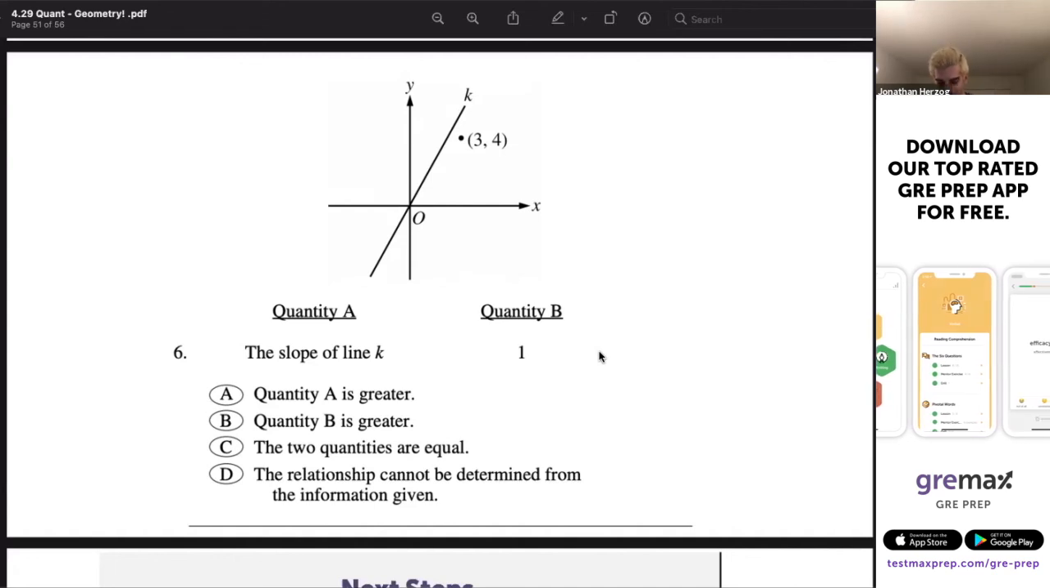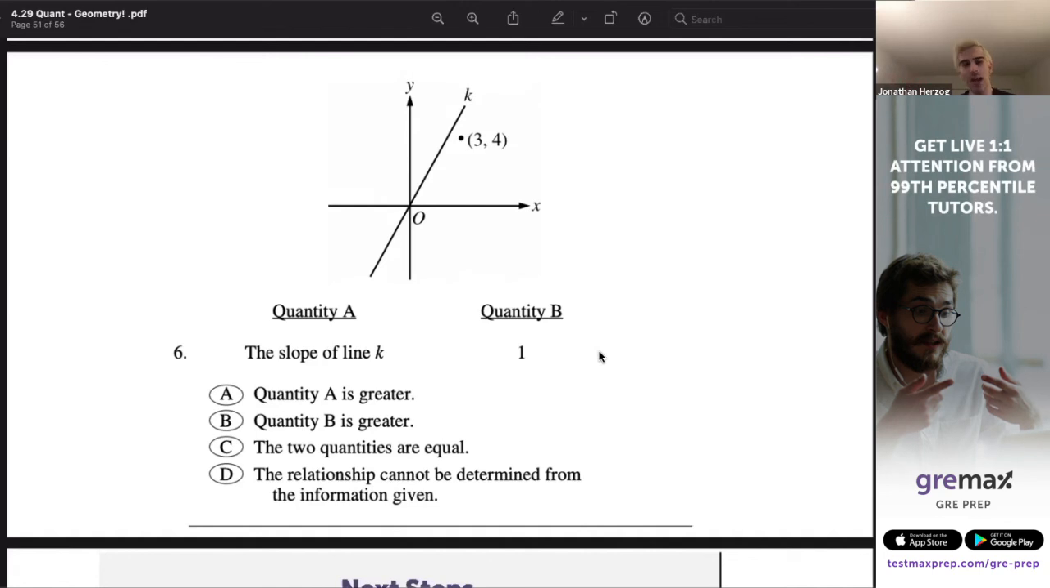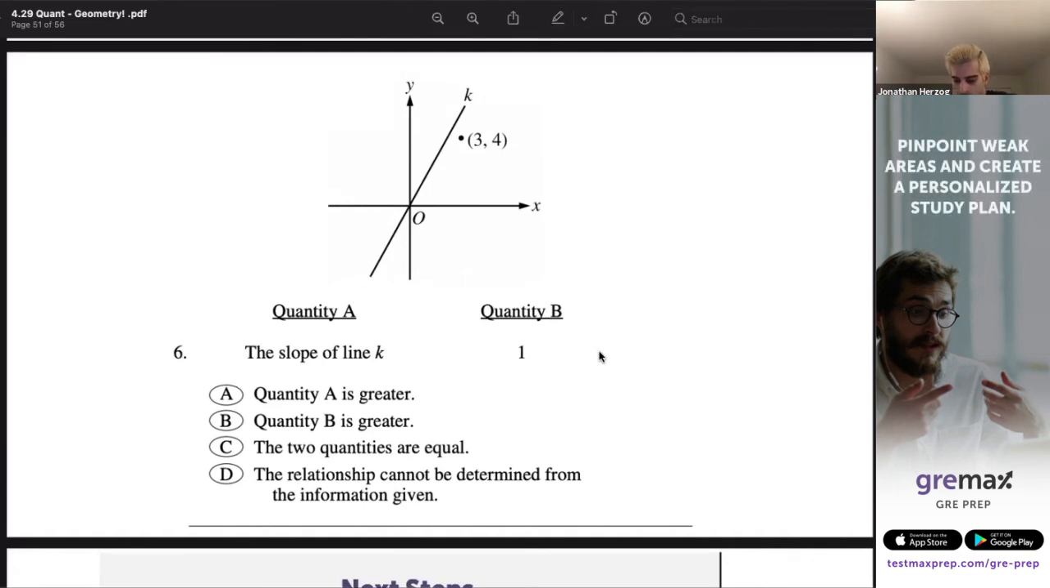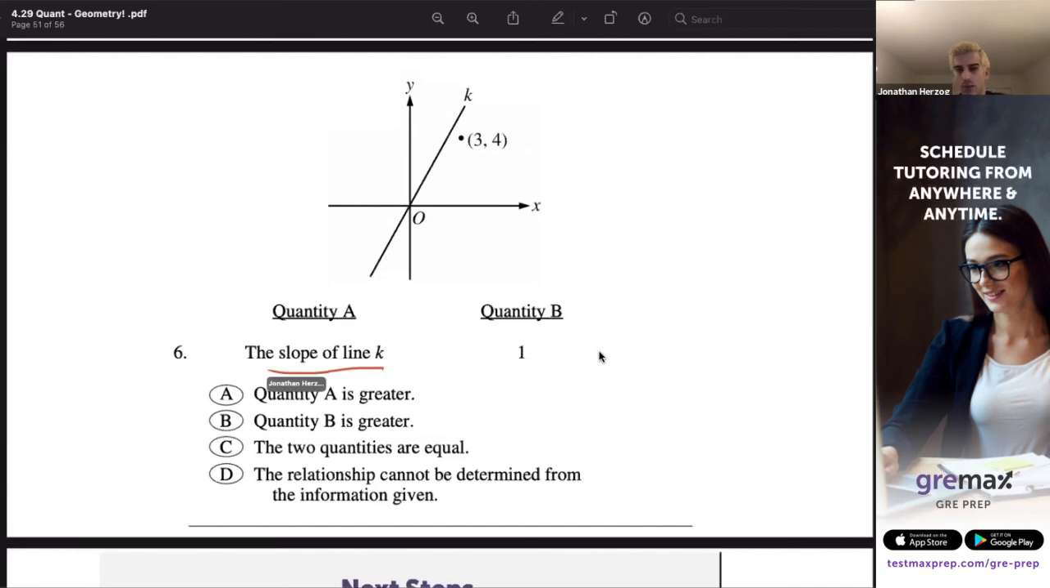Okay. We have a coordinate plane, XY axis. We have a line K. We have a point 3, 4, an XY coordinate 3, 4. And it goes through the origin. Whoa, super powerful. Okay. Quantity A is the slope of line K. I don't know what that is, but okay. Quantity B is 1.